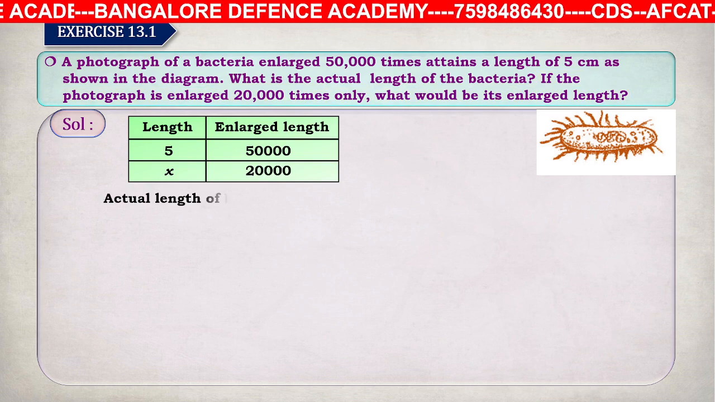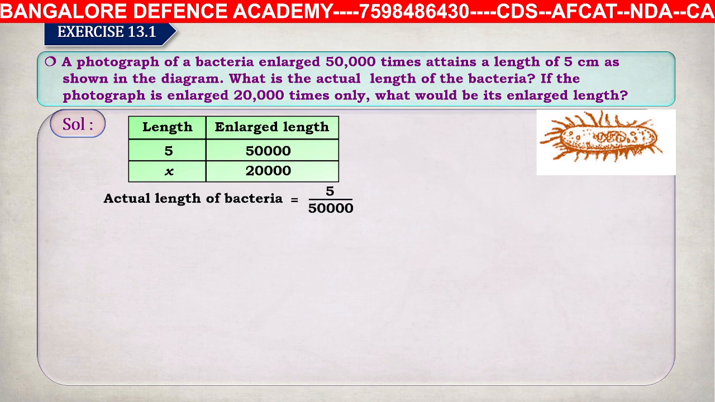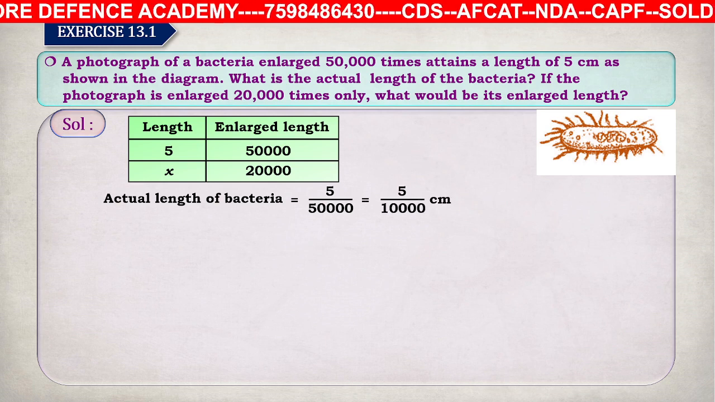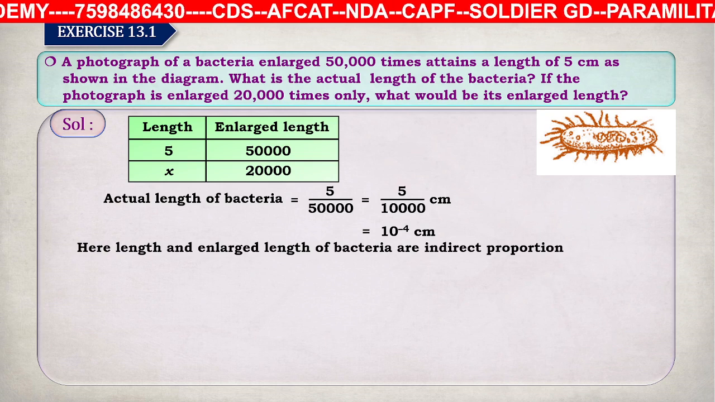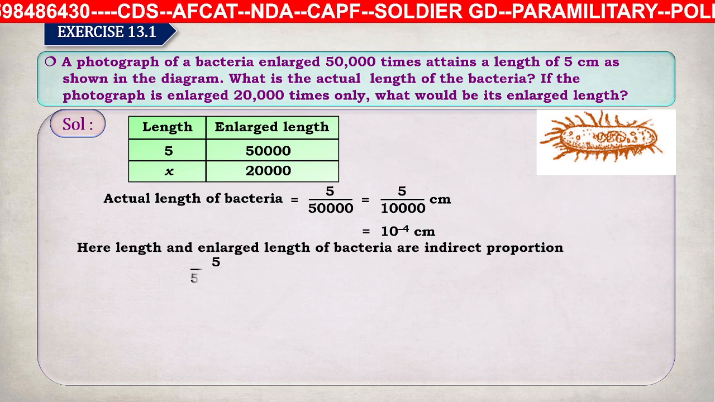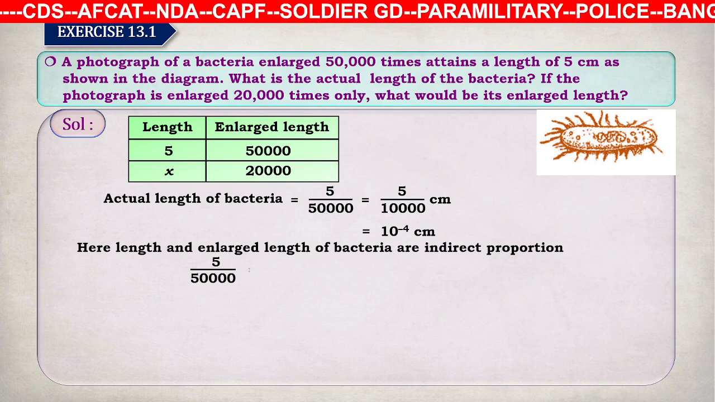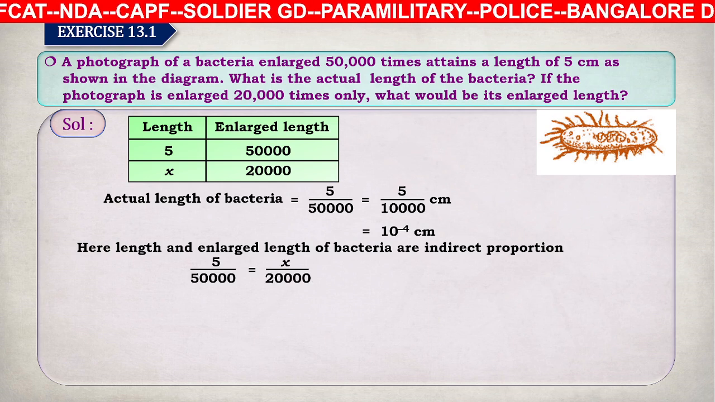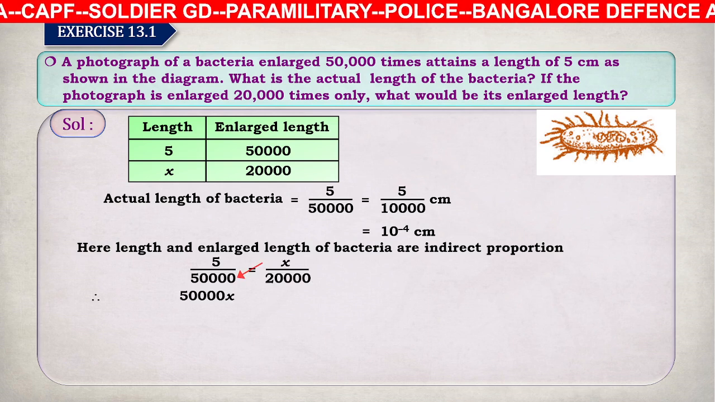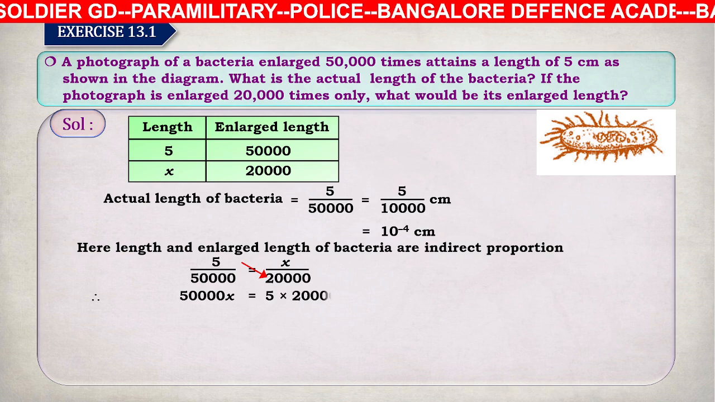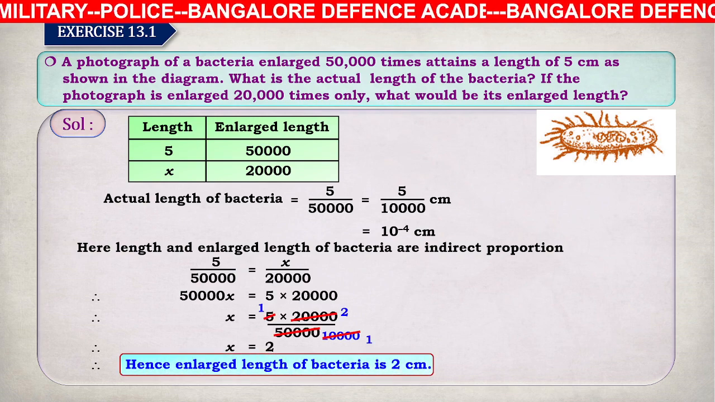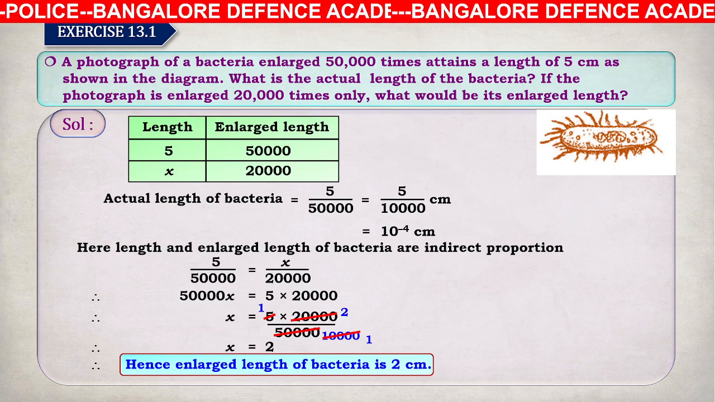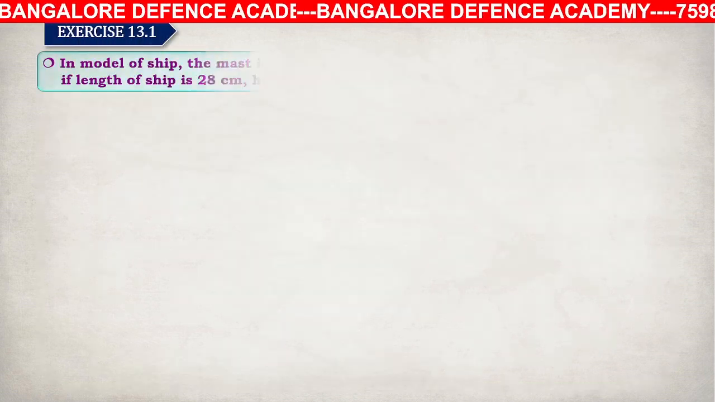Now if I take the ratio, I get 5 by 50,000 is equal to this value, that is 10 to the power of minus 4. In power surds and indices we have done this. So what happens? For this ratio, I have to check for the value of x by 20,000. So when I cross multiply, I get the answer as x is equal to 2. So hence the enlarged length of the bacteria when it is 20,000 times only, it is 2 centimeter.